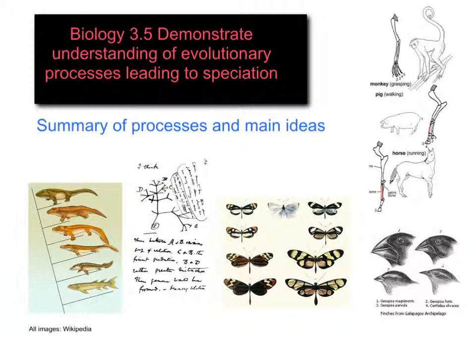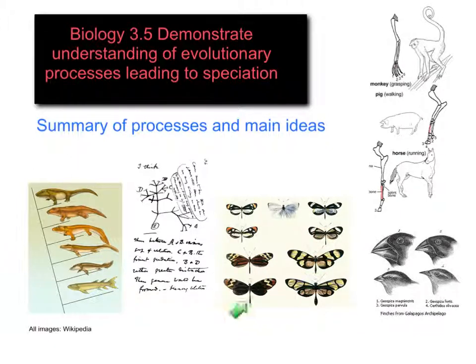This video is going to summarize the main ideas and the processes involved in Biology Standard 3.5, which is demonstrate understanding of evolutionary processes leading to speciation. So basically we're going to focus on the ideas that result in evolution happening and also the ideas that lead to speciation happening. There's a few beautiful images on here.